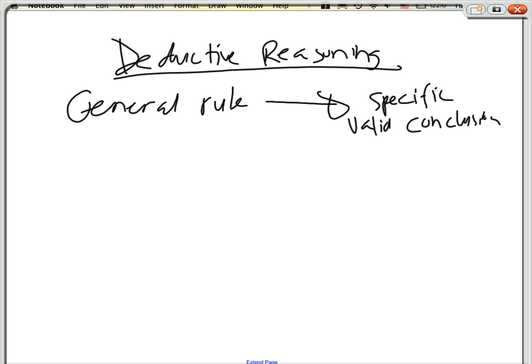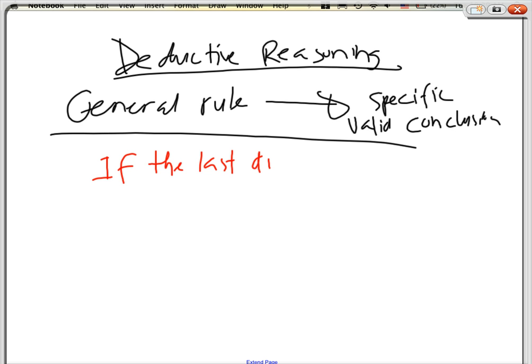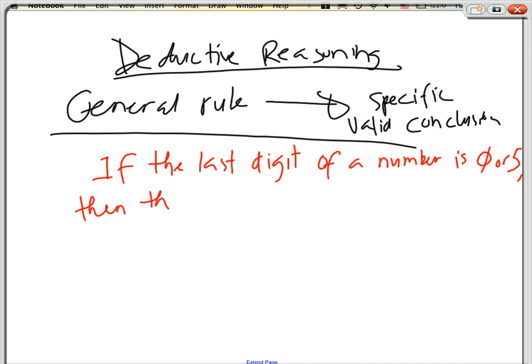For instance, here's a conditional statement. If the last digit of a number is 0 or 5, then the number is divisible by 5. Look at that conditional statement. Is that true? Yes. Any number that ends in 0 or 5 will always be divisible by 5.